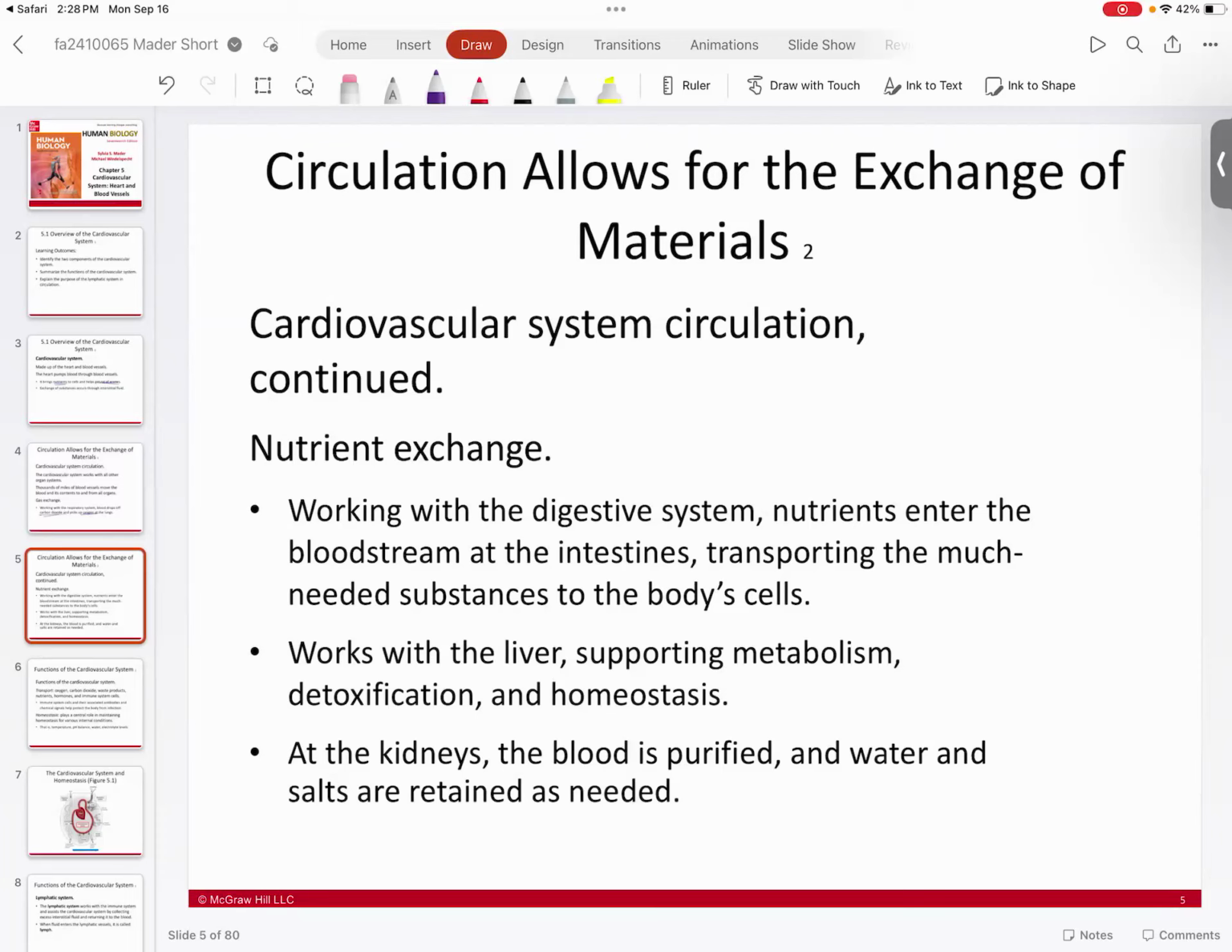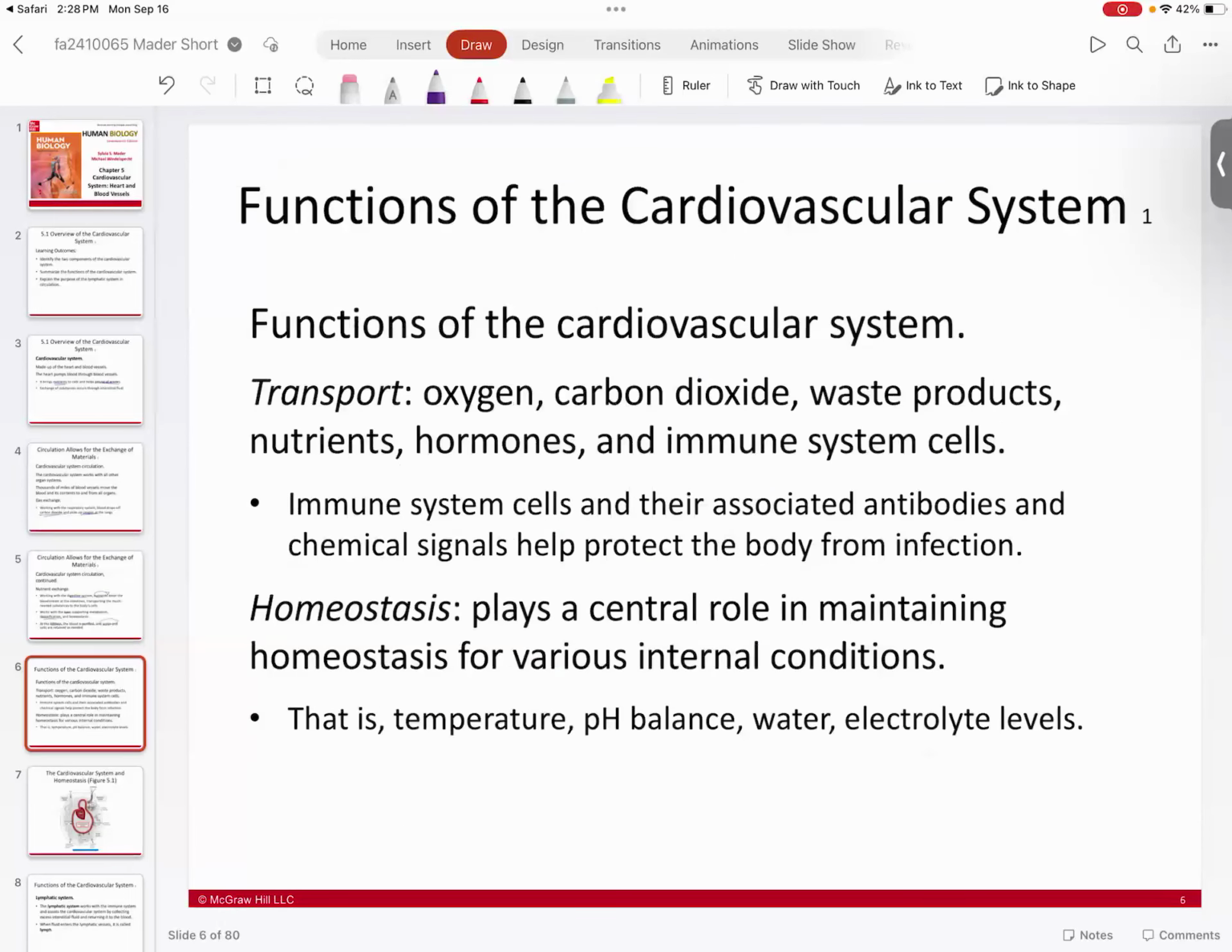They'll work with the digestive system to pick up nutrients so they can deliver them to the cells that need those nutrients. They work with the liver, because they're taking those nutrients to the liver so that the liver can detoxify and metabolize what you've just eaten before you release it to the rest of the body. It works with the kidneys in order to purify the blood and also to retain water and maintain blood pressure. So you can see it works with a lot of different other systems. It's not just its own thing.